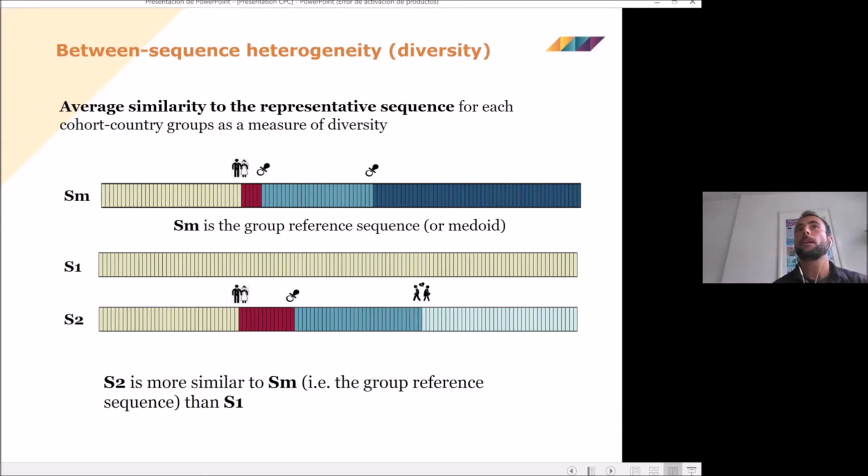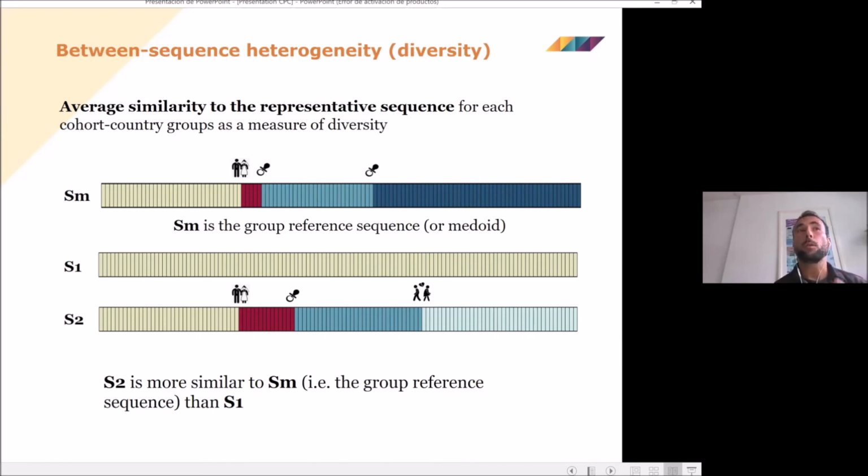This measure is based on the similarity of each sequence for a period and a country to the most representative sequence, also known as the medoid, for each country and period group. So imagine that this sequence here, SM, is this representative sequence. We would use here an optimal matching algorithm to calculate how similar it is to all other sequences in the same country and period. And in this illustration, we can see that sequence 2 is more similar to SM than sequence 1 is.